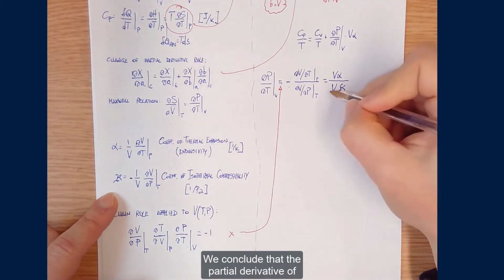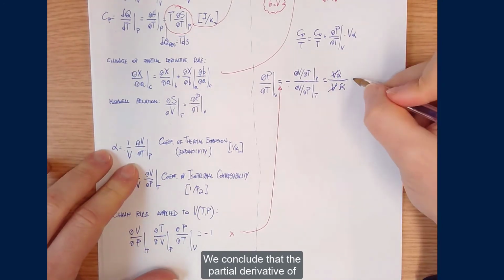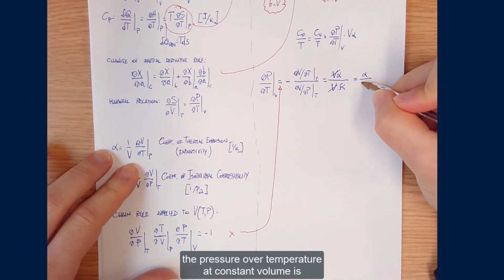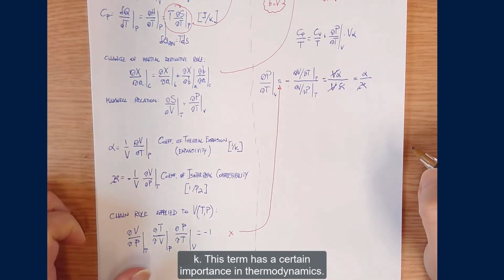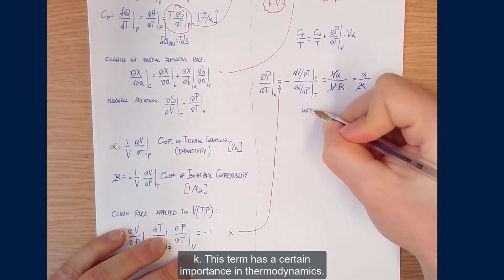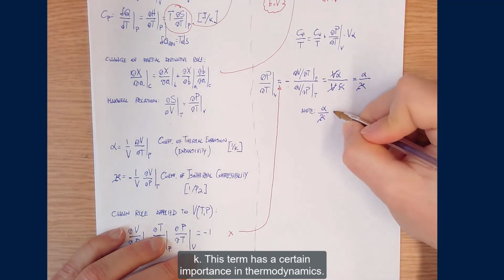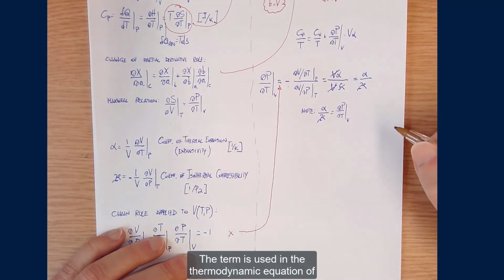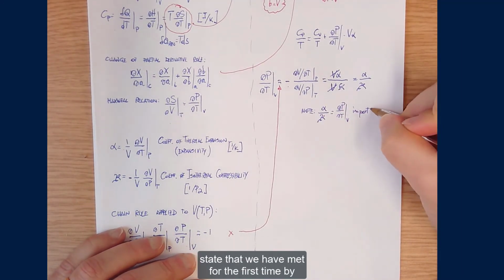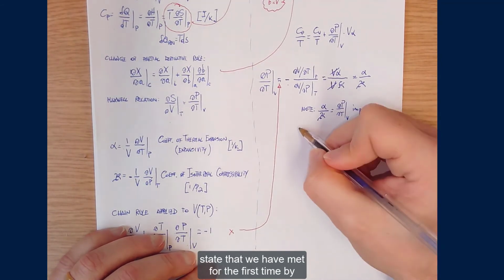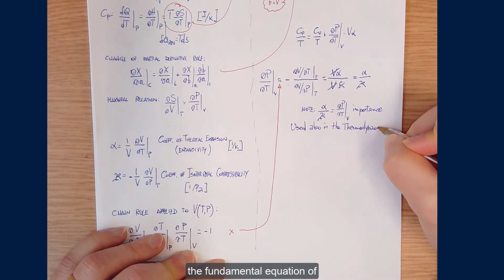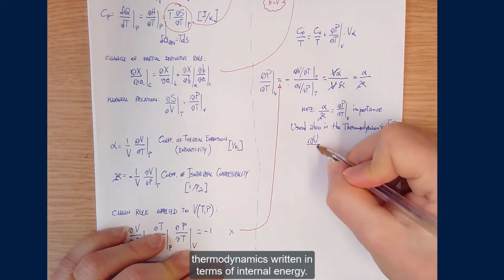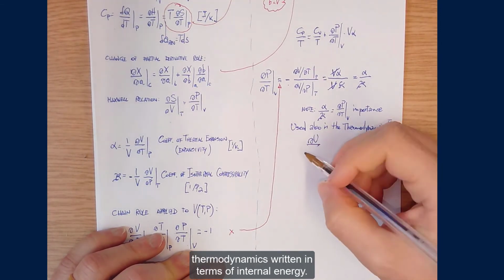We conclude that the partial derivative of the pressure over temperature at constant volume is the ratio between alpha and K. This term has a certain importance in thermodynamics. The term is used in the thermodynamic equation of state that we have met for the first time by combining the Maxwell's relations with the fundamental equation of thermodynamics written in terms of internal energy.